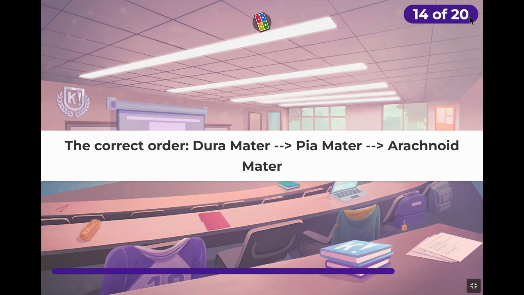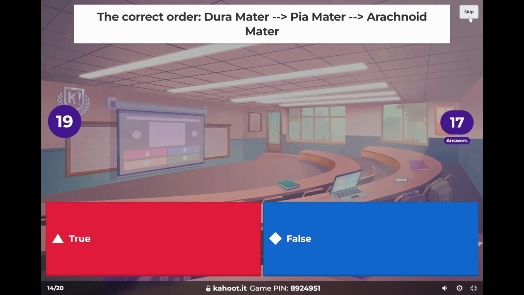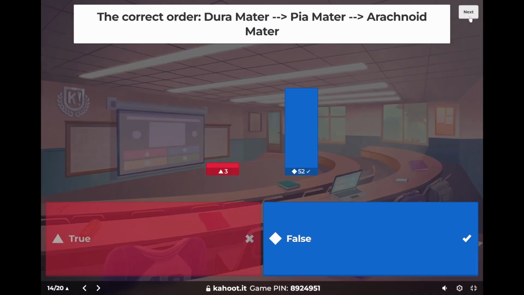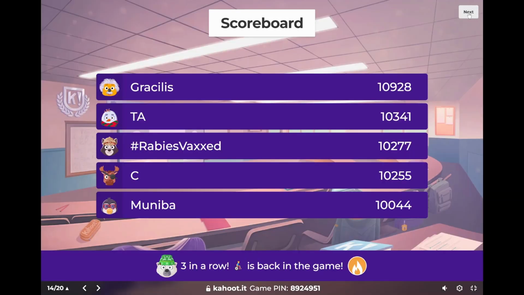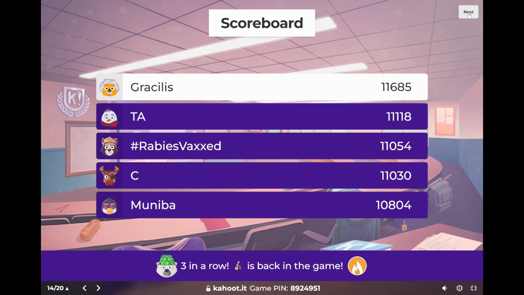Is this the correct order? Dura, pia, and arachnoid. Okay, false. Or dura, then arachnoid, then your pia. What's on the most outer surface? Dura.